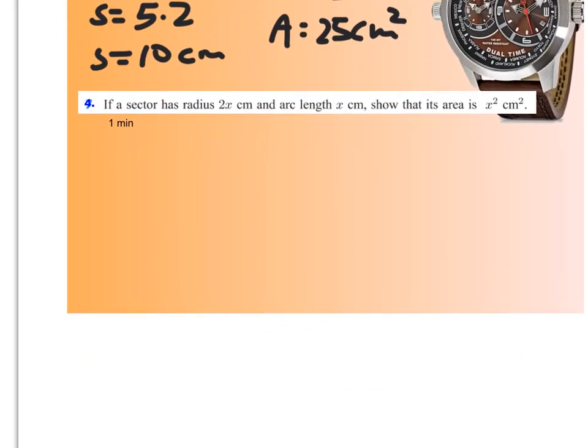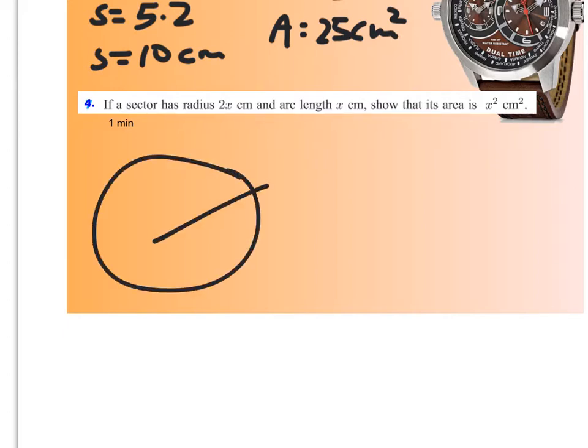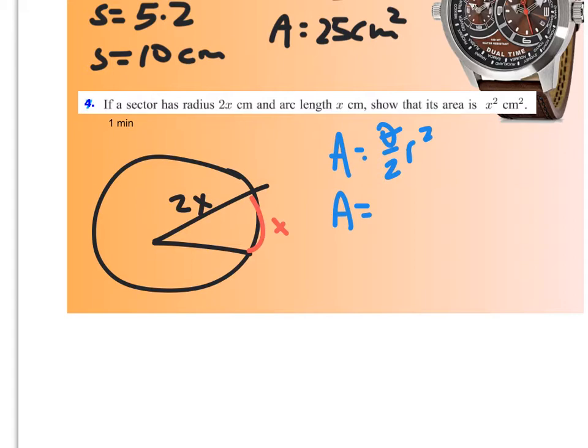That's too easy. If a sector has a radius, ooh, here we go, of 2x and an arc length of x, okay, so radius 2x, not perfectly drawn, arc length x, show that the area is x squared. Alright, so it wants me to prove that the area is x squared centimeters squared, so let's do this. Let's take the area formula, which is theta over 2 r squared. And for theta, do I know anything about theta? No. That's cool. Alright, so I'm going to have to find theta first.